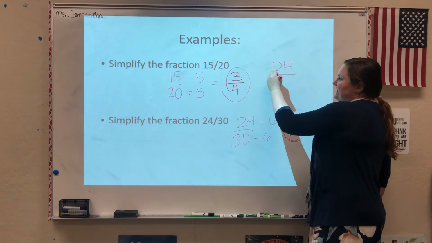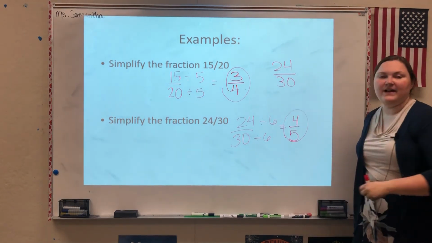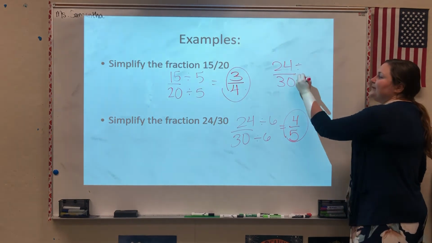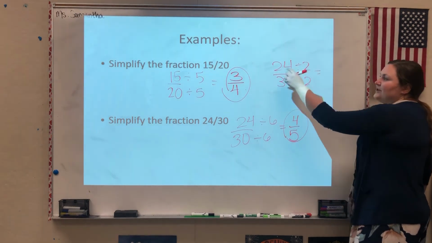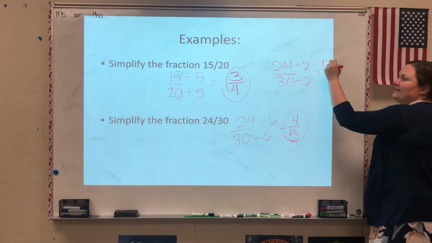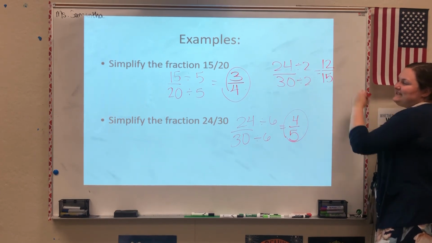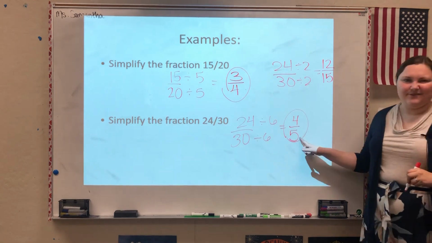Now, if you said something else instead of 6, maybe you said 2, there's absolutely nothing wrong with dividing by 2. 24 divided by 2 is 12. 30 divided by 2 is 15. Notice it's different.